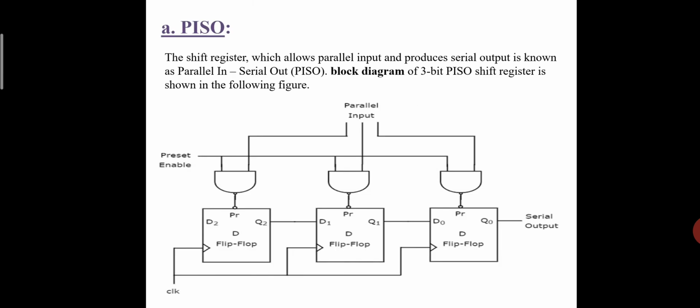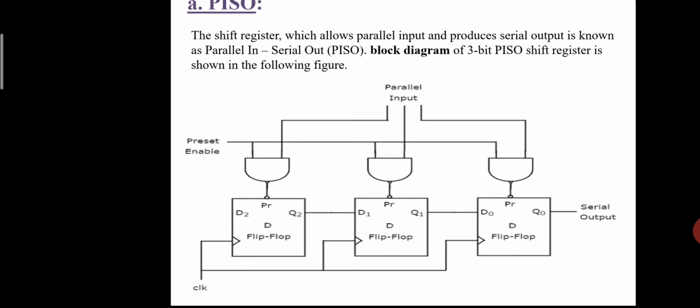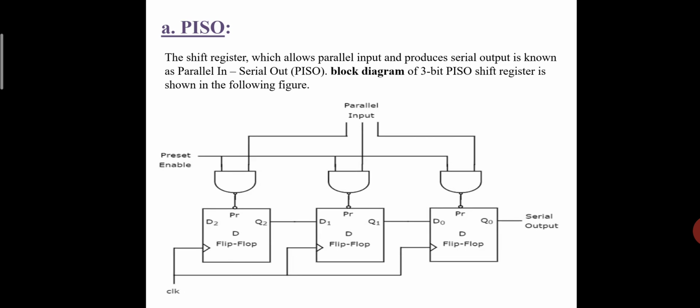So PISO is the reverse of SIPO. Parallelly we are feeding the inputs. Here the parallel inputs are there. D2 we can give here also. The parallel input we are going to provide using a NAND gate for preset enable, and here also the 3 flip-flops share the clock pulse, but the inputs are 3 and the output is 1. This is a 3-bit PISO shift register.